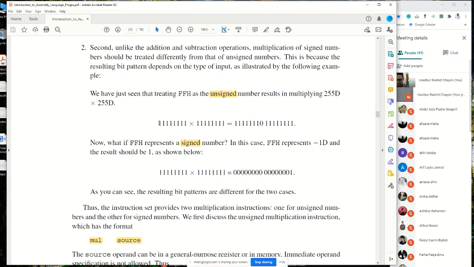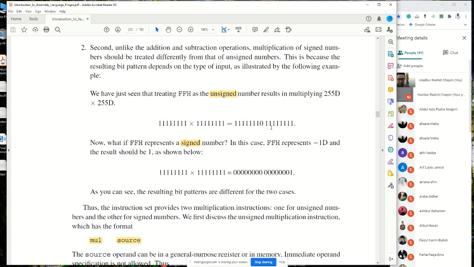So here all 8 bits are ones. All ones means, if this is an unsigned number, 255 in decimal. So we can easily understand that this is 255 multiplied by 255. Okay, so the result is this in binary. We assume that this is an unsigned number, all ones is 255, and all ones is 255. So the result is this.